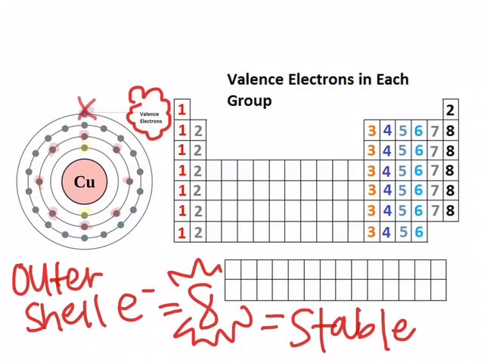Some are very, very reactive, like the ones that are here and the ones that are here. The ones that are close to being stable are very reactive, and some of them will never react, and those are the ones here. And we're going to talk about that more in just a little while.